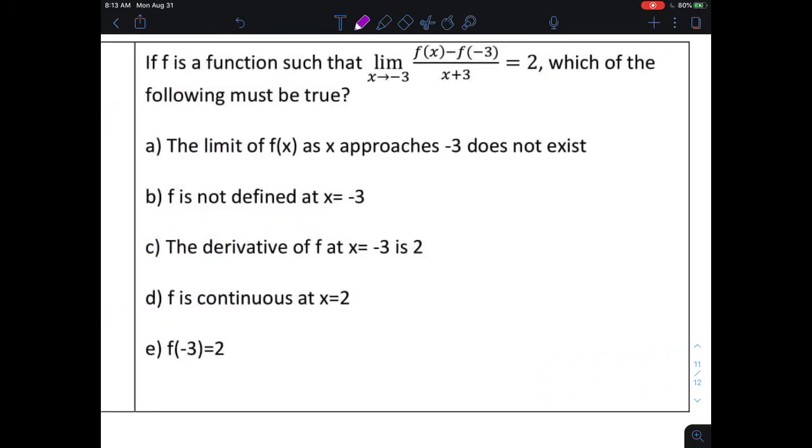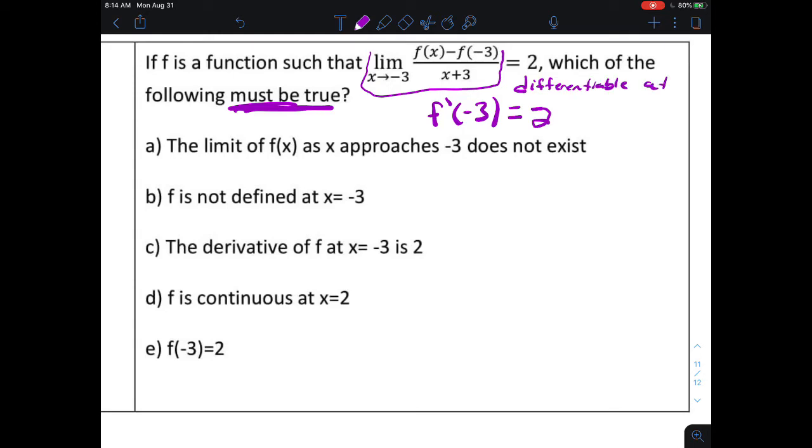Okay, looking at this next example, we're given a limit, and I want to go through the following list of statements to figure out which has to be true. Not just sometimes true or could be true, must be true. Now, it's important to recognize what this limit is. This limit is the derivative limit saying that f prime of -3, the value of the derivative at x equals -3, is equal to 2. So we're given the fact that the derivative limit exists, which means it has to be differentiable at x equals -3.